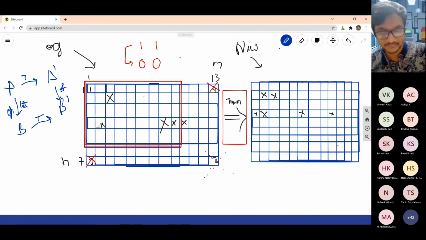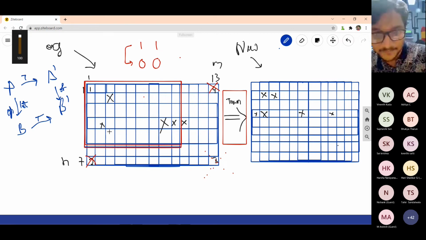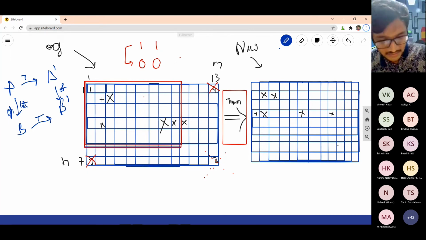Wait, the left neighbors of x's will change, right? What? The left neighbors of x. I couldn't get you. I'm sorry. Left neighbors of x mark cells. Left neighbors of x will change. Yeah. Okay. Why? So suppose this is what I considered, right? So this was 0 and 1. After I apply the operation, it will change to 1 and 0. Wait, I'm sorry. It won't change.